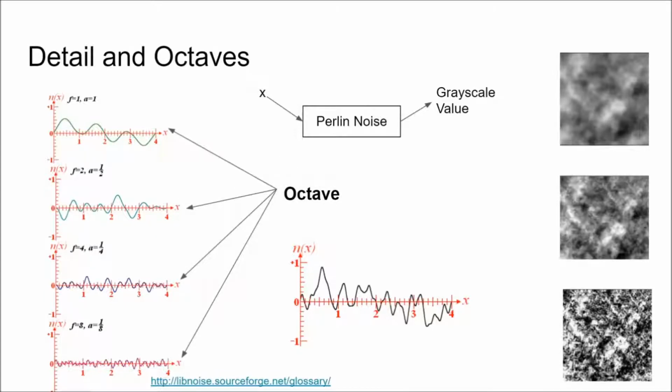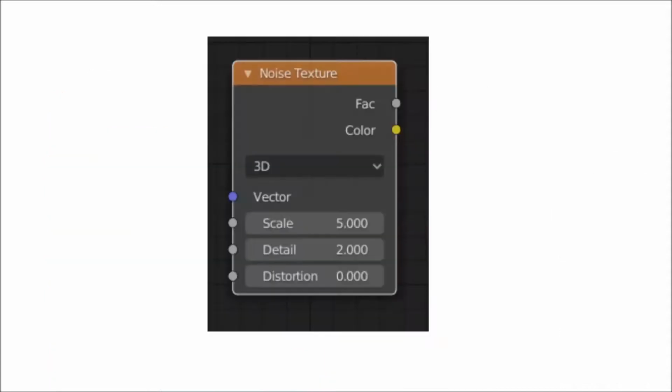And each individual graph, each individual frequency that we add, we call octaves. So you're wondering, why do we care about octaves at all? Well, if you're actually using the noise texture generator in Blender, that's essentially detail. When you increase the detail, you increase the octaves.